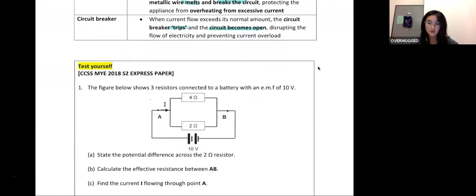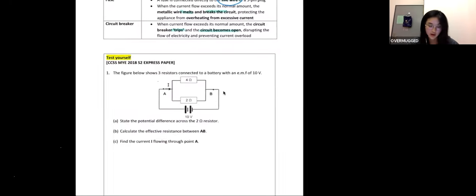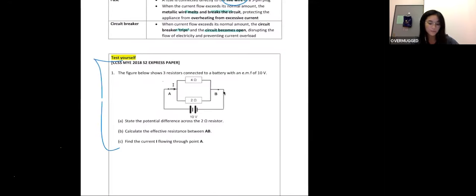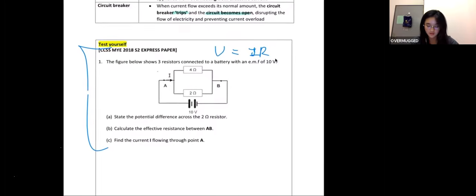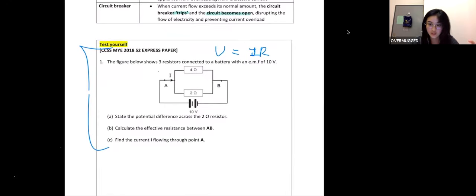Okay, so now I want you guys to take 5 minutes to try this question. This is mainly for people whose schools are testing Ohm's law. So V equals IR. If your school is not testing this, you can just take a 5-minute break. So for the benefit of those who need to learn Ohm's law, can you all try this question and I'll go through it in 5 minutes.